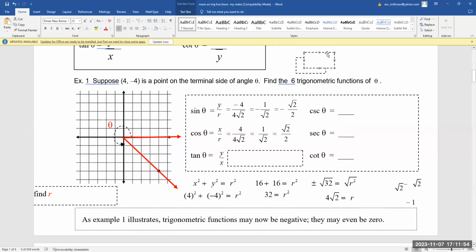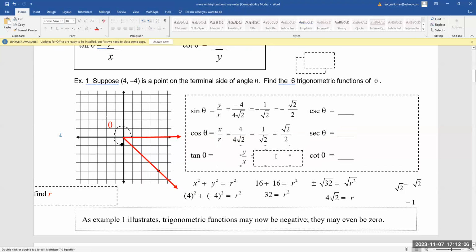The tangent is defined to be y over x. Your y value is negative. It's given to you as negative 4. The x is positive 4. When you reduce that, you get negative 1.